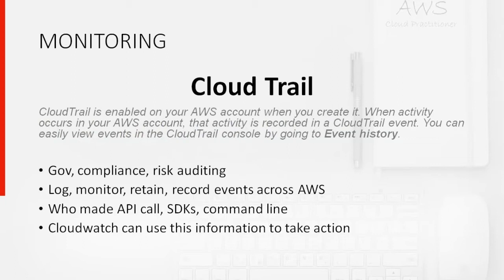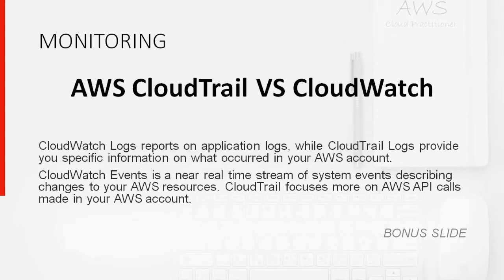Monitoring. CloudTrail. CloudTrail is enabled on your AWS account when you create it. When activity occurs in your AWS account, that activity is recorded in a CloudTrail event. You can easily view events in the CloudTrail console by going to Event History. Governance, compliance, risk auditing: log, monitor, retain, record events across AWS. Who made the API call? SDKs, command line. CloudWatch can use this information to take action.